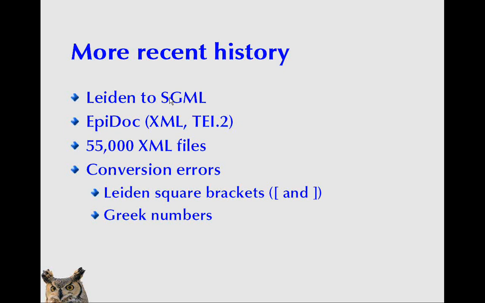Now, all told, the world's total knowledge of papyrological transcriptions makes up about 55,000 XML files. This is great. A group wanted to take these online, but they found in going to SGML, there were a few conversion errors. The Leiden square brackets didn't get translated all the time, so those needed to be found and corrected. And also, there were a number of errors in the encoding of Greek numbers, and this is where we came in.